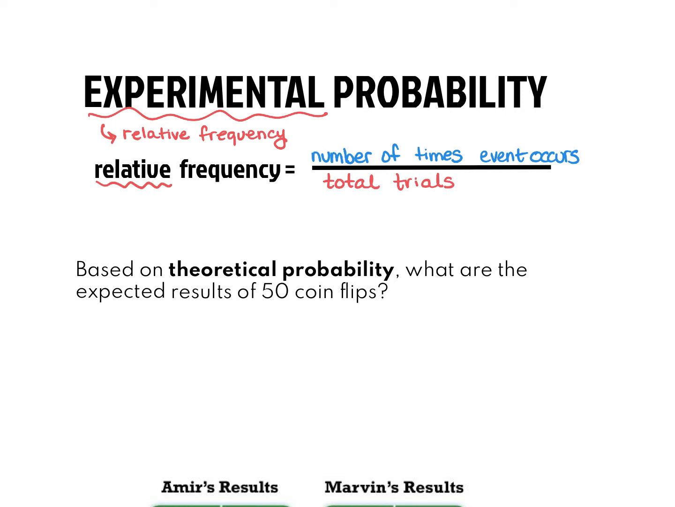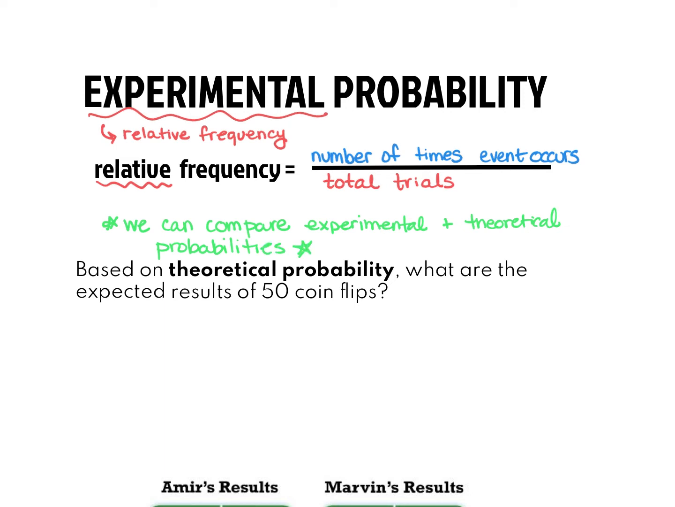And why we like this is because we can compare experimental probability to theoretical probability. We can compare experimental and theoretical probabilities. We're going to compare what actually happens to what mathematically should happen.